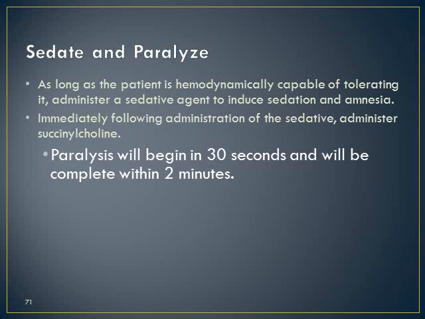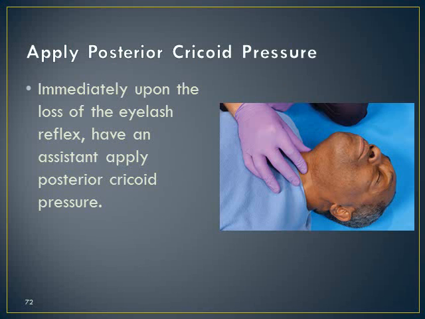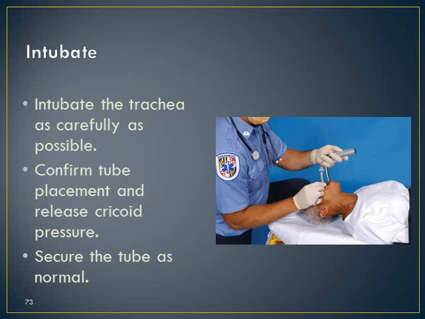Paralysis will begin in about 30 seconds, and it takes about 2 minutes for it to fully take place. Okay, so 2 minutes for it to take place. Apply your cricoid pressure, so again they don't run the risk of regurgitation. Intubate the trachea as carefully as possible. Confirm your tube placement and release the cricoid pressure.